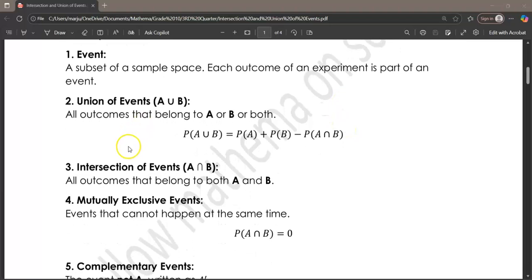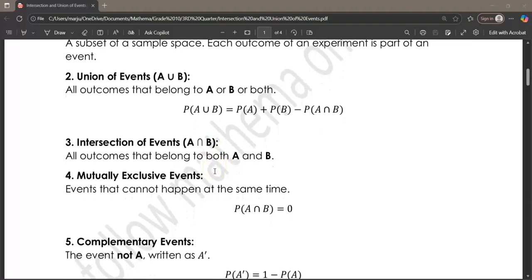Number three, intersection of events. So again, this is our symbol for intersection. All outcomes that belong to both A and B. So again, remember, when we talk about union, we are using the word or. Intersection, we are using the word and.